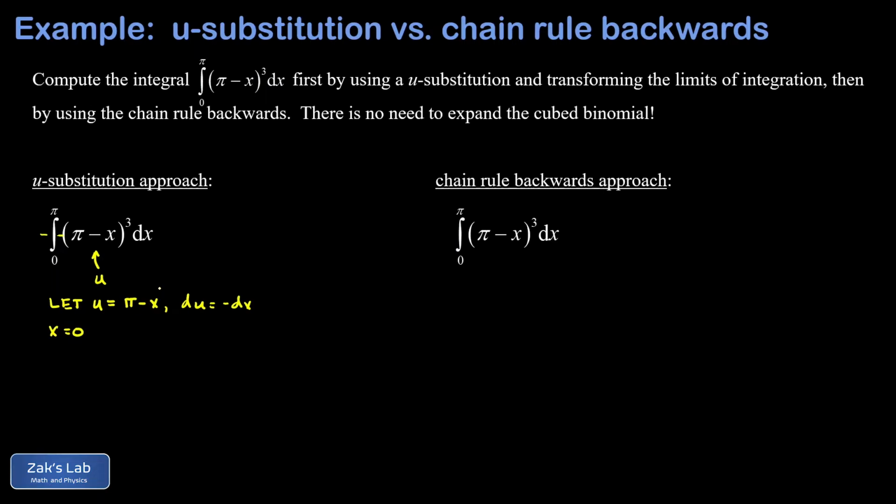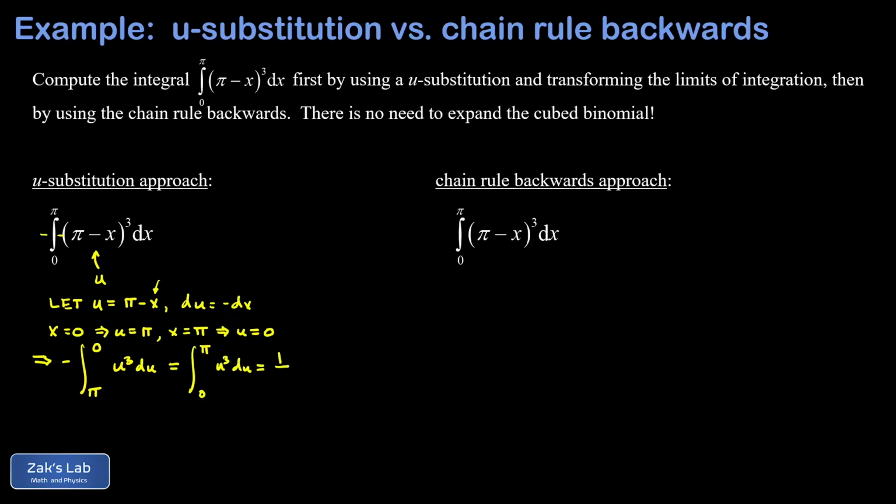Then we transform the limits of integration. When x is 0, I can sub that into my definition of u, and I get u equals pi. And when x equals pi, I sub that in, and I get u equals 0. So making all these substitutions, I end up with negative integral from pi to 0 of u cubed du. Now you may remember that the negative of an integral simply reverses the order of the limits of integration, so I could rewrite this as the integral from 0 to pi of u cubed du.